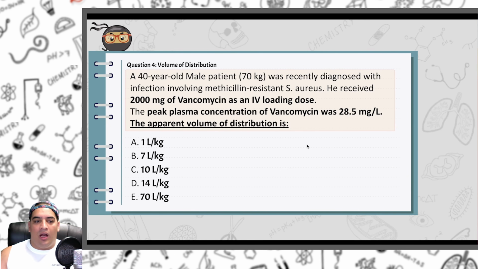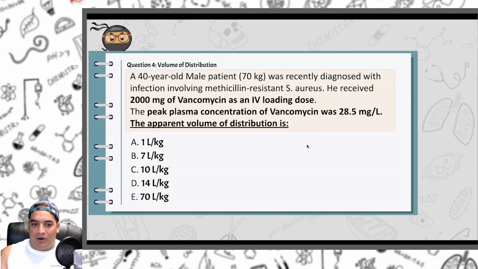We got a 40-year-old male patient, 70 kilograms, who was recently diagnosed with an infection due to what's called MRSA, methicillin-resistant Staphylococcus aureus, so MRSA. He was given a 2,000 milligram dose of vancomycin as a loading dose for that infection. The peak plasma concentration of vancomycin was 28.5. What is the apparent volume of distribution of this drug based upon that?